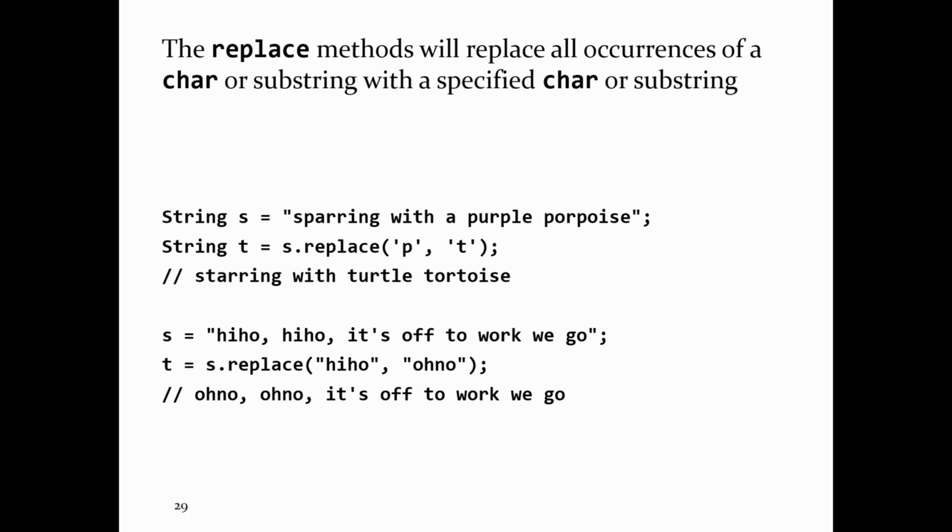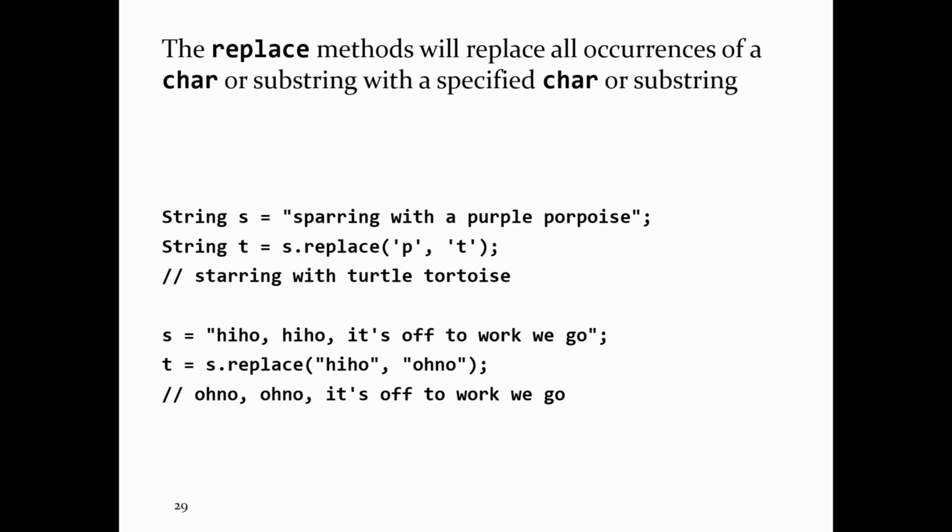If you want to replace characters or a substring in a string, that's the replace method. Now you have to remember that replace doesn't change the original string. It computes a new string by replacing the specified characters in the original string. So if you start with sparring with a purple porpoise and you replace all the P's, you get starring with a turtle tortoise. S is still the same, so S is still sparring with a purple porpoise. T is the string that's formed by replacing all of the P's here with a T.